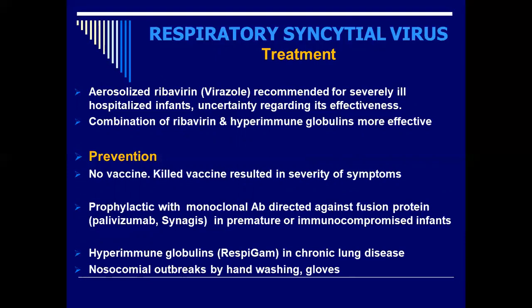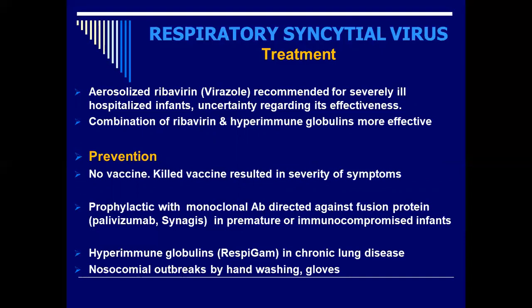So there is prophylaxis with monoclonal antibodies. These antibodies have been raised against the fusion proteins, and they are available in the market under the name Synagis. We can use them in premature or immunocompromised infants. So a vaccine is not available, but the monoclonal antibodies are available and are really effective.